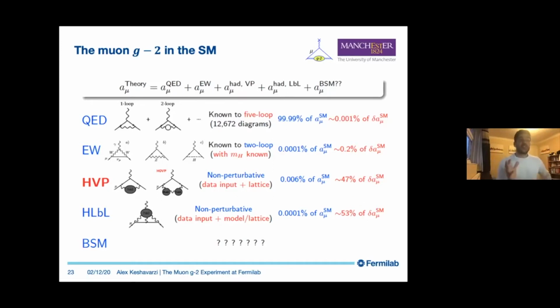Now, I'm not going to go too much more into the theory side of things. I do know a lot about it. The hadronic vacuum polarization contributions were the basis of my PhD thesis. So if you have questions about that later, feel free to ask. But I'm going to focus on the experiment to keep it on Fermilab for now, and we can come back to those later.